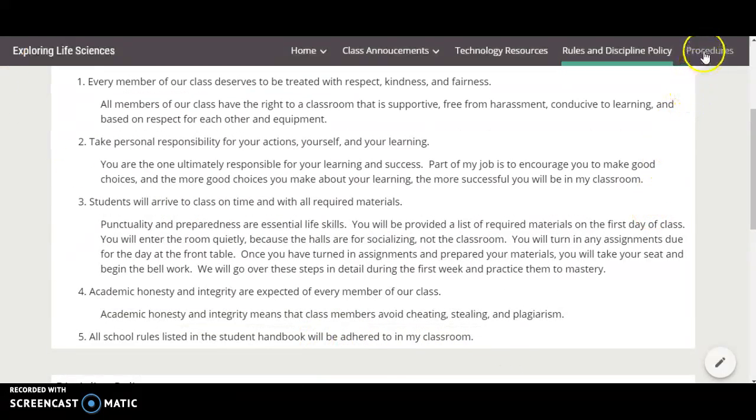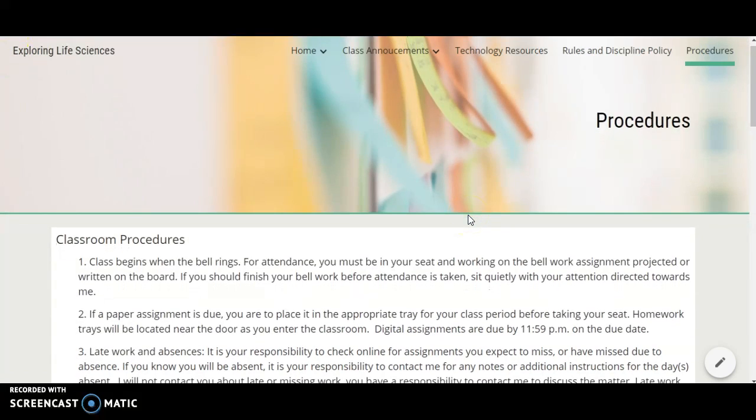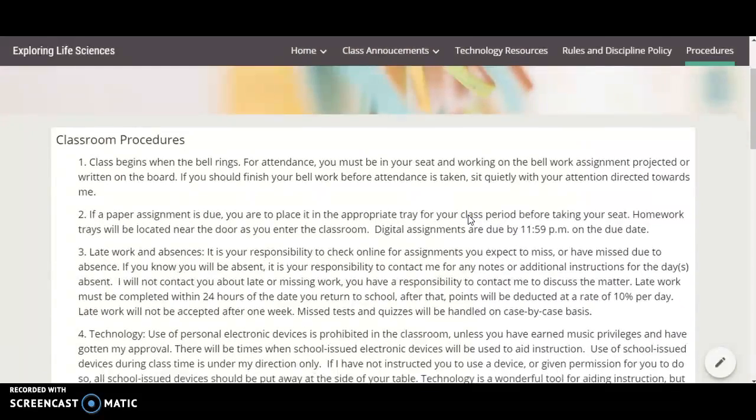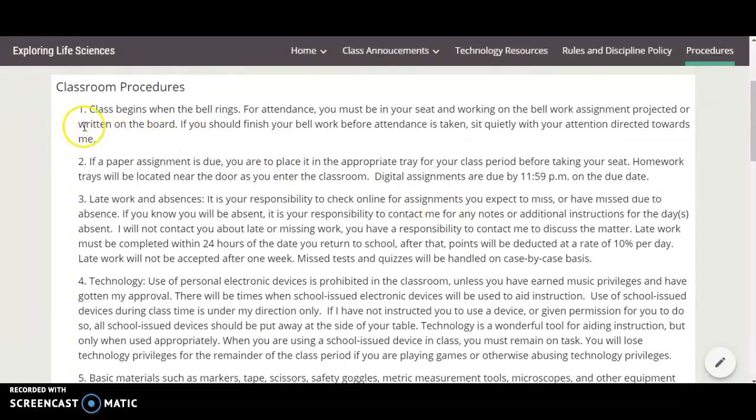Next, I'd like to discuss some of my procedures with you. That tab is here. I won't go through all of the procedures, but let's go through the first 3 together, just to get a flavor for how my procedures are laid out.